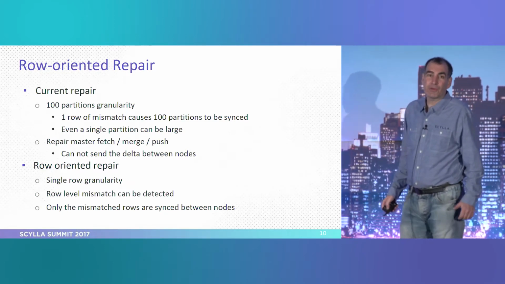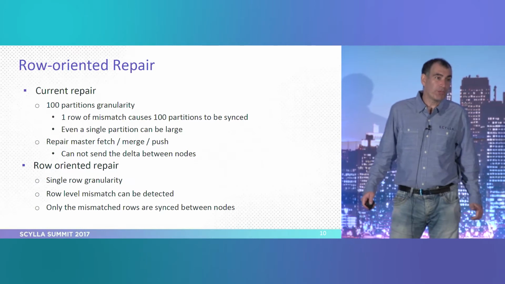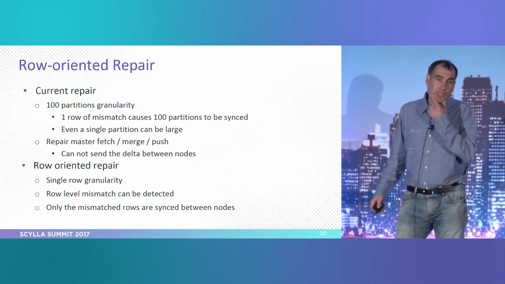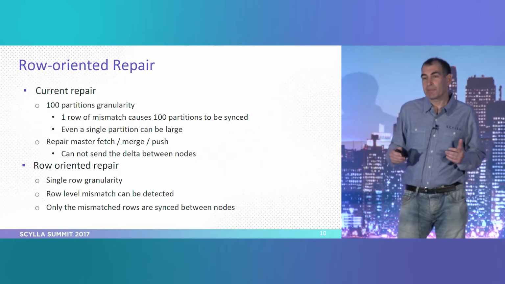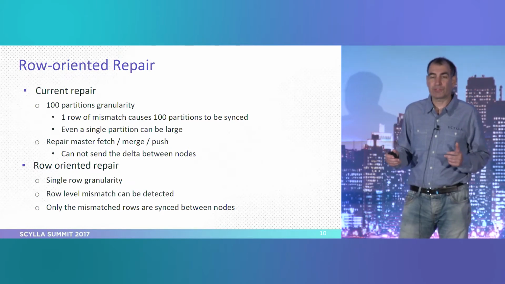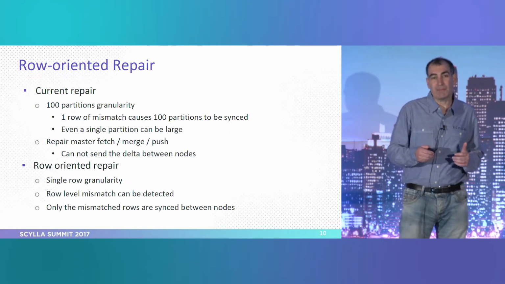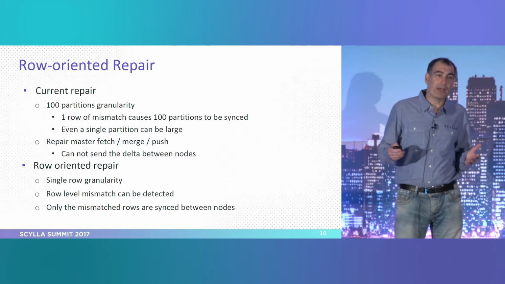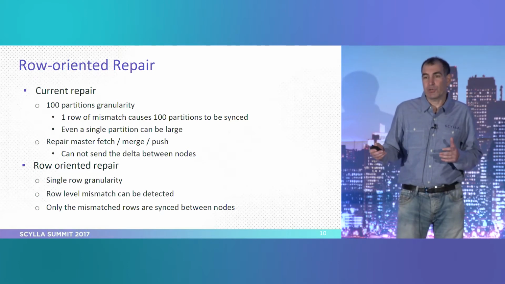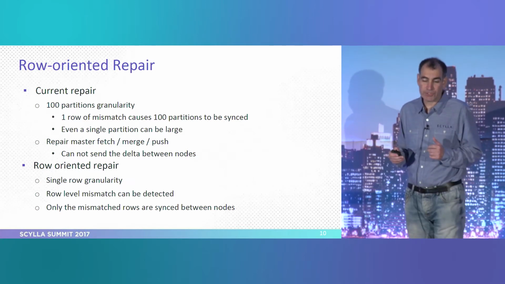Again, on the theme of partition versus row orientation is repair. Repair is a process that happens when you need to reconcile data between different nodes. They can get out of synchronization for different reasons. For example, a node was down for an amount of time, so it wasn't able to accept new writes. The node is now back up, and we want to make sure that it has all of the latest data. So you perform a repair operation.